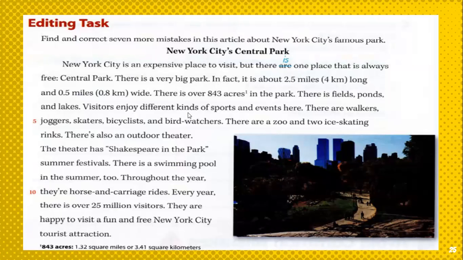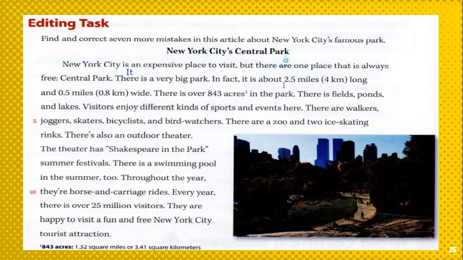Okay, thank you, Genesis. So let's see, New York City's Central Park. New York City is an expensive place to visit, but there is, in that case, we correct this mistake, one place, because we mentioned only one, there is one place that is always free, Central Park. So there is a very big park. In that case, we say it is, not there is, because this one is extra information. It is a very big park. Why? Because this one is information added to the first sentence. For that reason, we use it. In fact, it is about 2.5 miles, that means 4 kilometers long, and 0.5 miles, that means 0.8 kilometers wide.